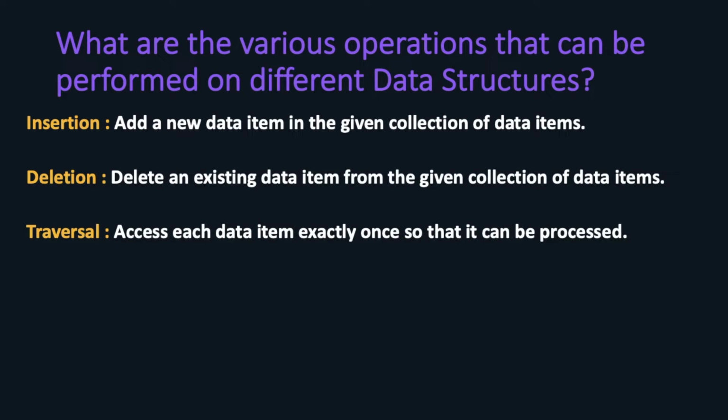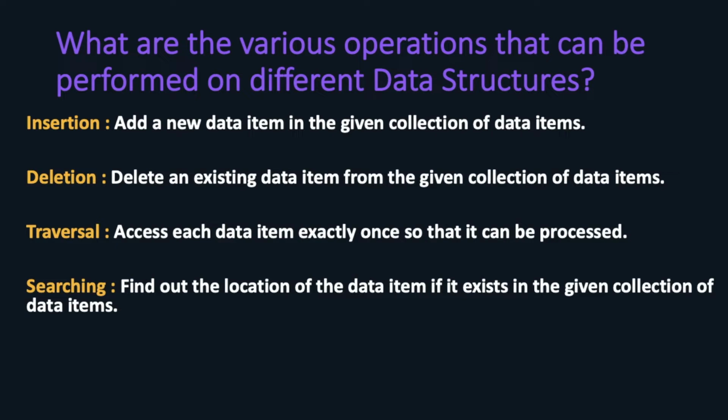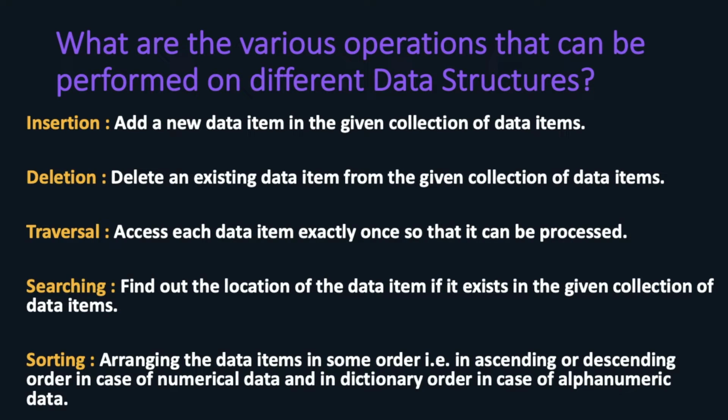Traversal, we can access each data item in a given data structure. Searching, we can find out a particular data item which needs to be searched in a particular data structure. Sorting, we can arrange the elements or the data in the data structure in some particular order. It can be either in descending or ascending order.